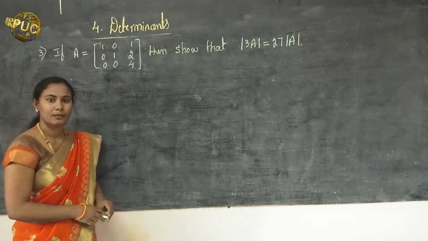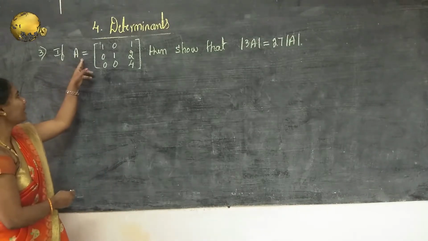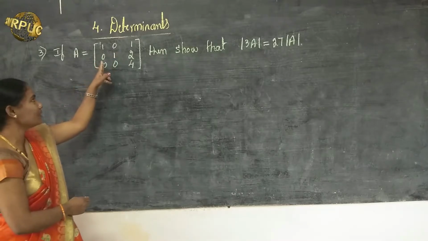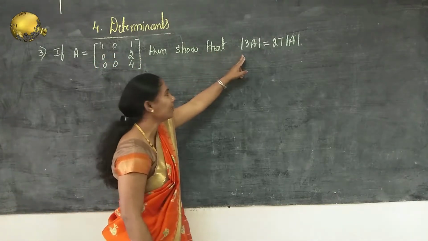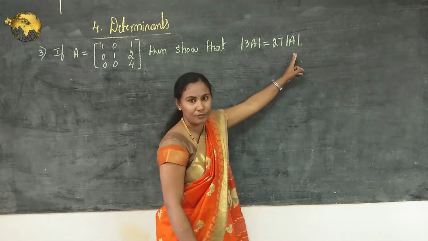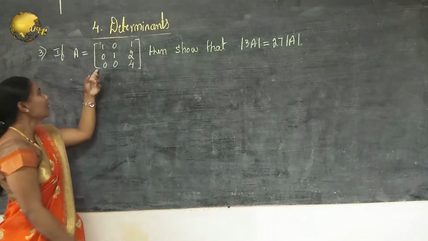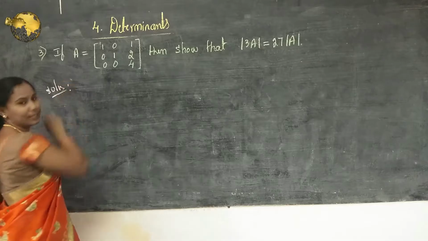We'll take one more problem in your exercise. Question 3: if matrix A is equal to [1, 0, 1; 0, 1, 2; 0, 0, 4], then show that determinant of 3A is equal to 27 into determinant of A. As usual, first we'll write this in the form of a determinant.